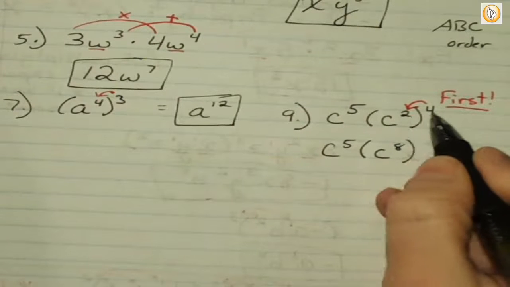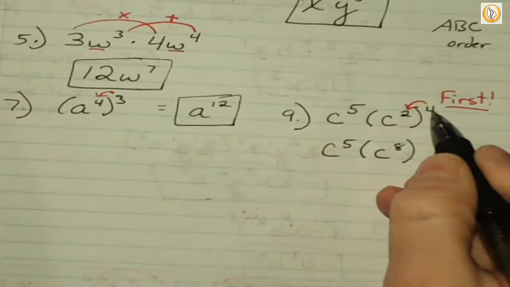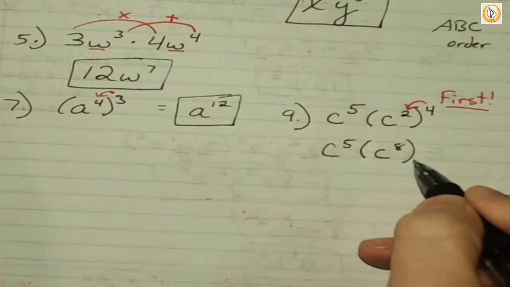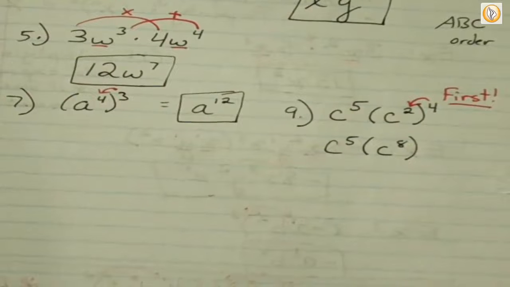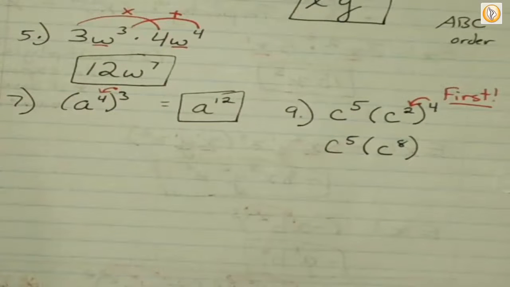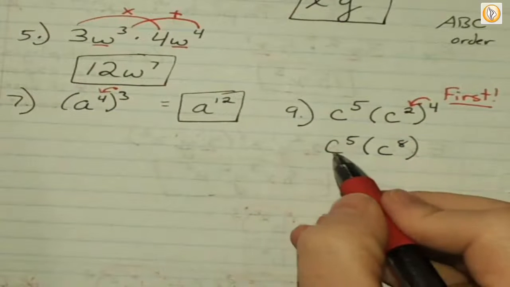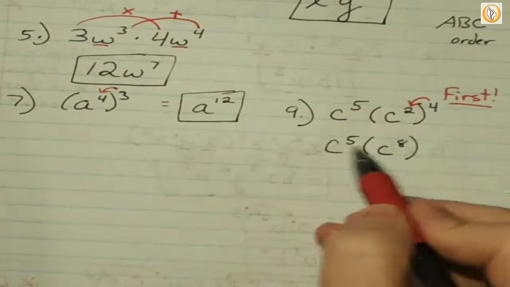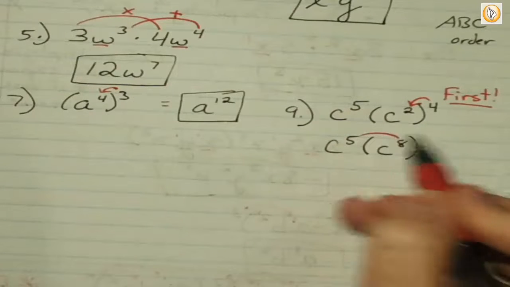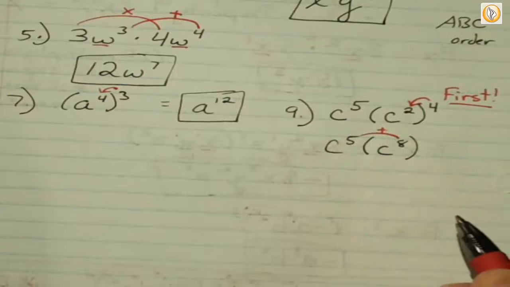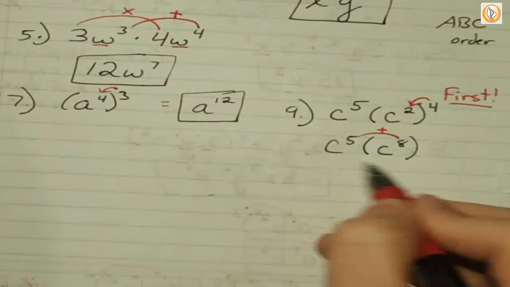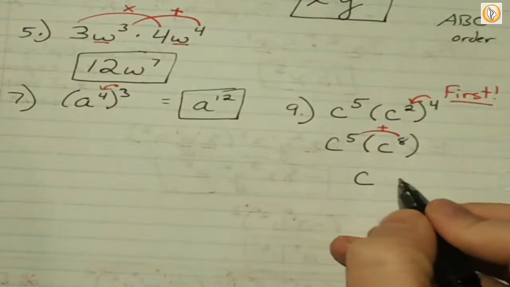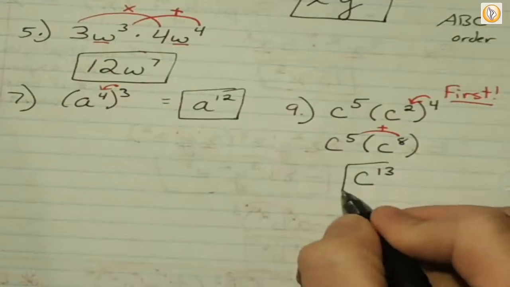When it's on the inside and outside, we multiply the exponents. So 4 times 2 is 8. So yes, now we have this. Good job. Now what do you do? We're going to add the exponents. This is why people get confused. We're multiplying here, but then we add the exponents here because the bases are the same, and since we're multiplying them, we add. So what do you get? We get C to the 13th power. Very good.